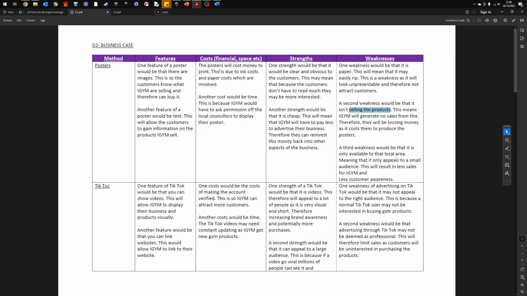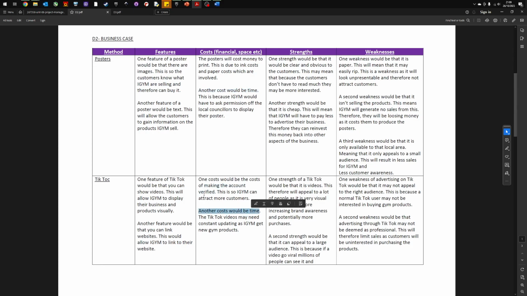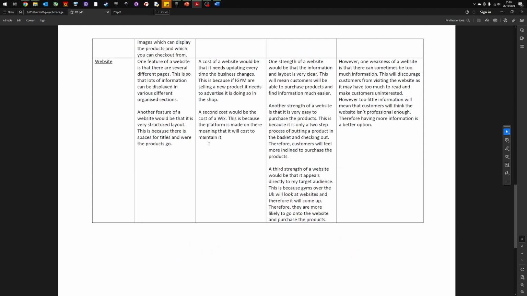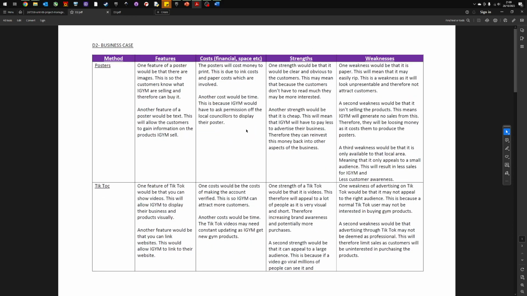Okay. Remember I said to you as well that cost doesn't have to be about money. So we've got reference to time. We've got issue time, again, to produce the videos. Getting staff trained on the app, staff training, maintaining store costs. Setting up the website needs to be updated every time the business changes. That takes time.